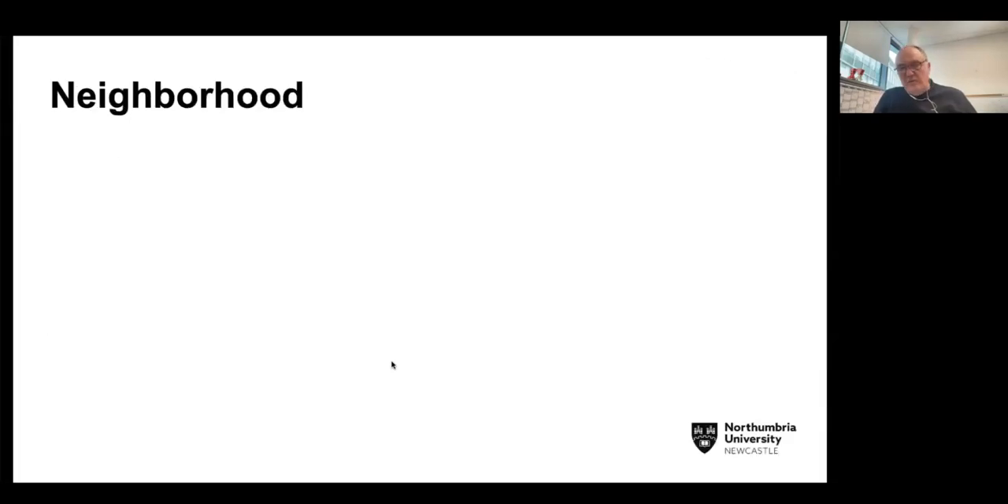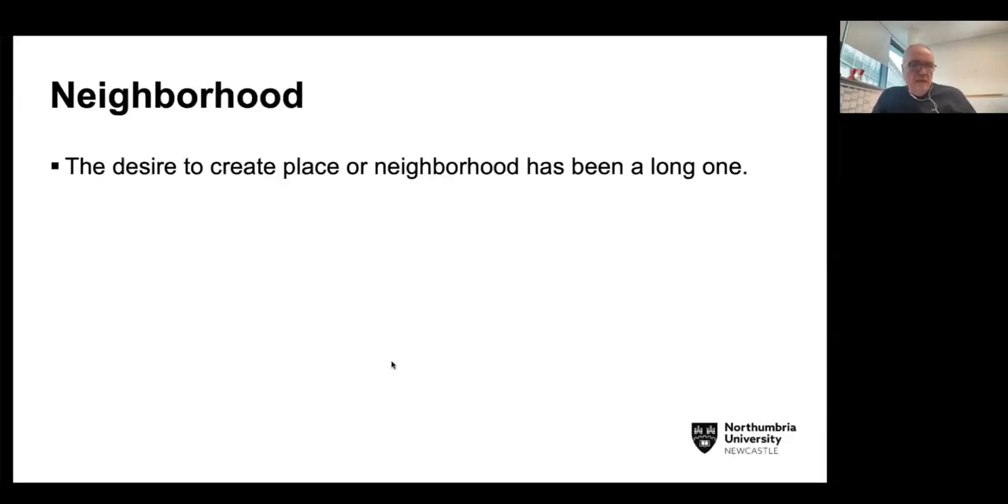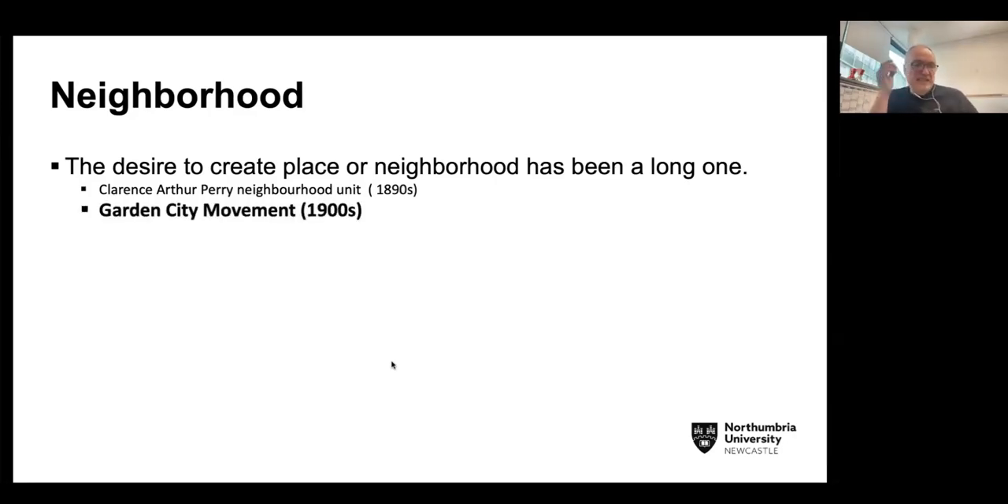Right, okay, so back to neighborhood. The desire to create neighborhood has been a long one. It goes back to the Perry neighborhood unit, roughly the late 1890s. So people have been trying to create neighborhoods for a very long period. The garden city movement gave rise to a lot of cities in the UK, places like Welwyn Garden City. These were all creations of trying to create a neighborhood.